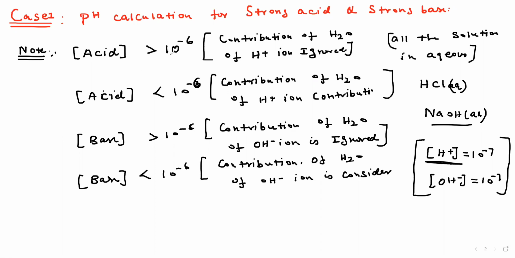So if the acid concentration is greater than 10 power minus 6, you have to ignore it. If it is less, you have to consider it. Similarly, if the base concentration is greater than 10 power minus 6, you have to ignore it; if it is less than 10 power minus 6, you have to consider it. Understood? It means that if it is less than 10 power minus 6, the water's concentration is involved in the pH calculation of the solution.